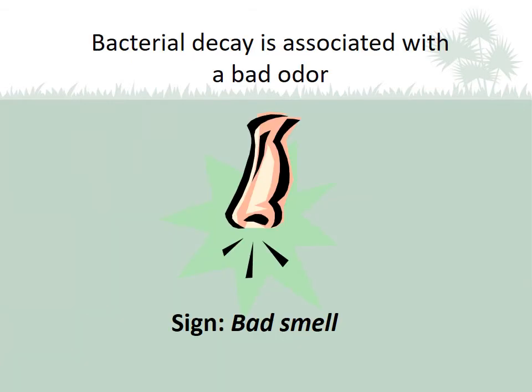Bacterial decay is often associated with a bad odor. And so the sign in this case would be a bad smell. So if you notice a certain odor or a certain smell you haven't had in the past in a given landscape or garden, it's possible that there's a bacterial issue. So this bacterial issue that you have resulting in a bad odor comes from the fact that fungi and bacteria are both living organisms. And bacteria in this case will begin to decompose plant matter, be it root or shoot tissue. And as they do, they engage in chemical processes which will release a foul smell.